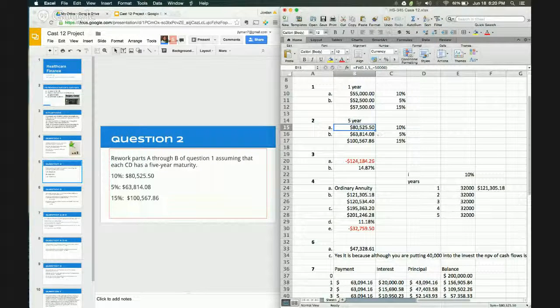So after 5 years at 10%, that investment is going to be worth $80,525.50. After 5 years at an interest rate of 5%, it'll be worth $63,814.08. And then as you can see, if it's gaining 15%, after 5 years that investment will have more than doubled to $100,567.86.